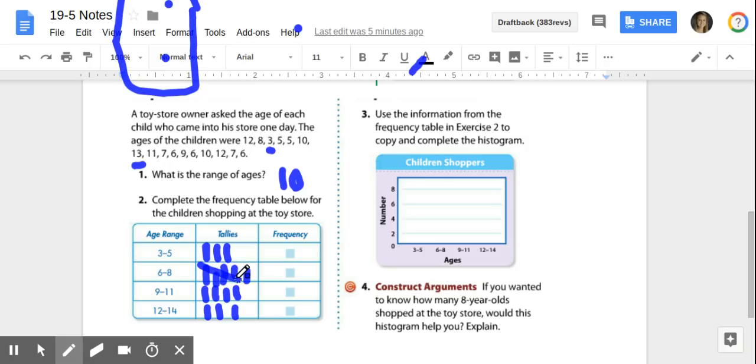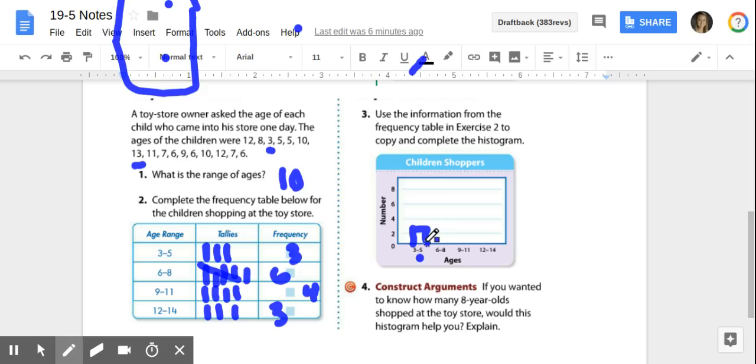There we go. So it looks like from ages 3 to 5, we only had 3 kids. From 6 to 8, we had 6 kids. From 9 to 11, we had 4. And from 12 to 14, we had 3. So now let's use that. Does it ask us to make a histogram with that? Yeah, it does, right here. So from 3 to 5, I'm looking right here, we had 3 kids. So make it go up to 3, halfway between 2 and 4.